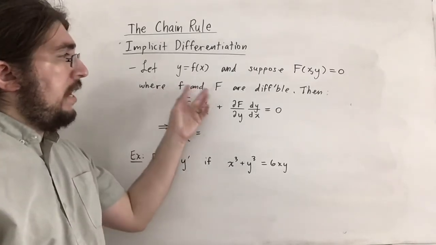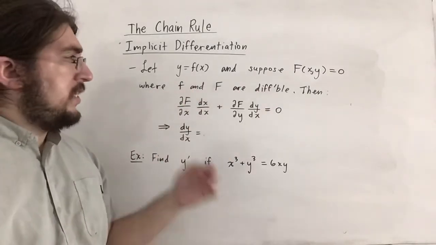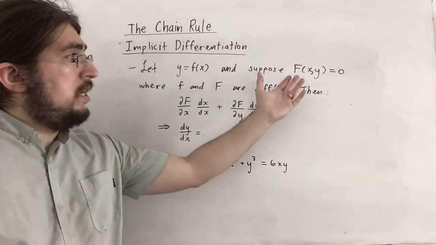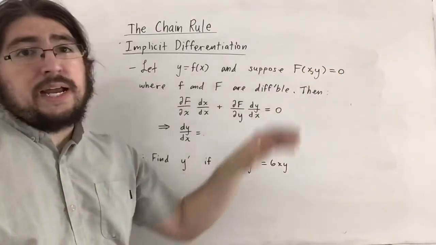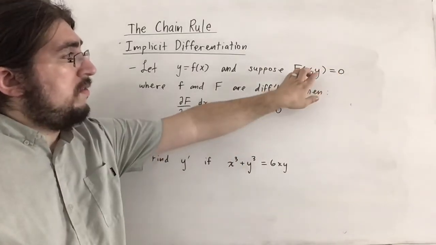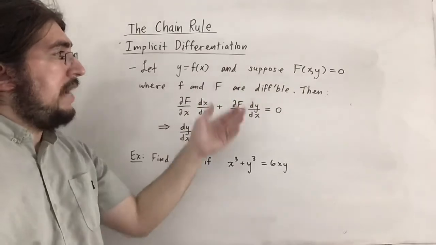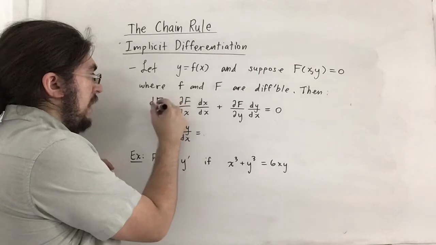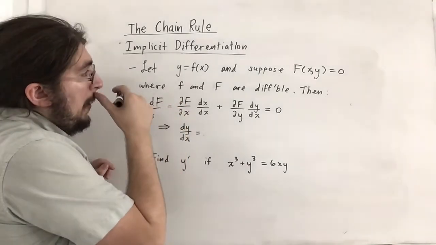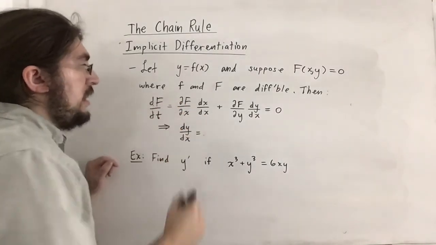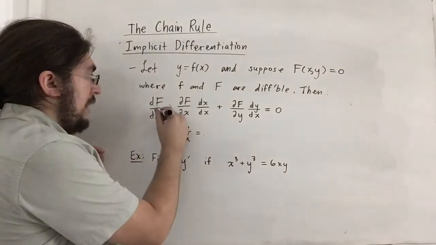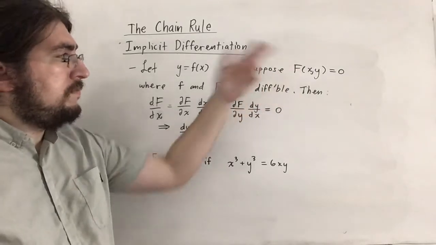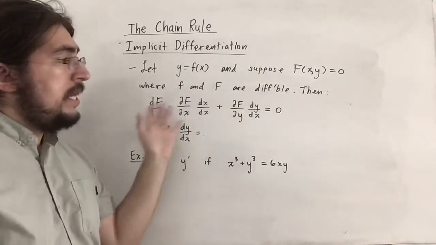Where f and F, lowercase f and capital F, are differentiable functions, then the following holds. And notice that this really is just a specific application of taking the derivative of each side. Notice that the derivative of this with respect to x, so df dx, kind of like what we saw for dz dt, so this should be dx. We're just really looking at the total differential df and then dividing everything by dx basically. And we end up getting this.